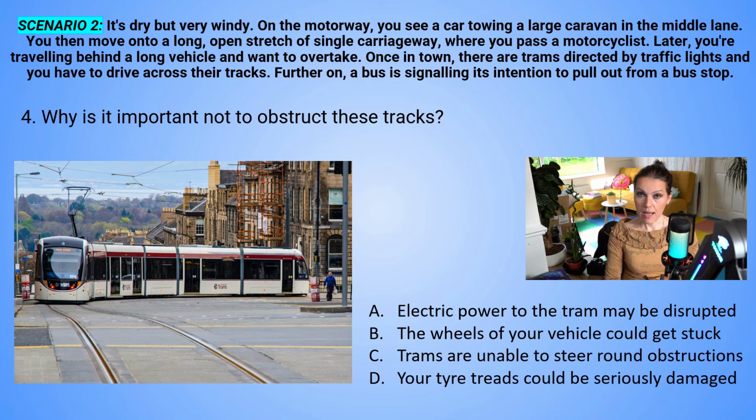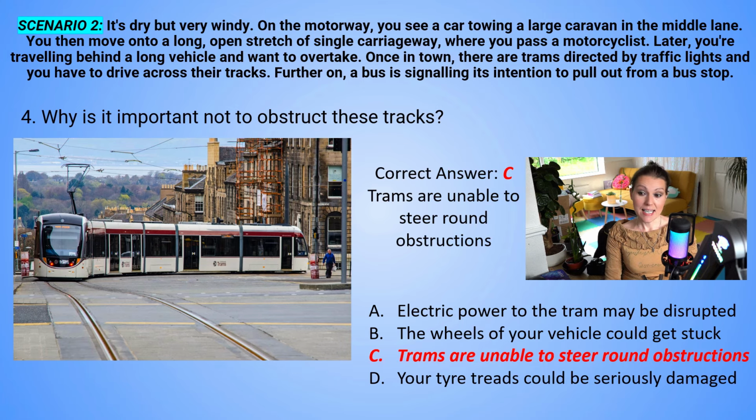A. Electric power to the tram may be disrupted. B. The wheels of your vehicle could get stuck. C. Trams are unable to steer around obstructions. Or D. Your tire treads could be seriously damaged. And the correct answer is C. Trams are unable to steer around obstructions.